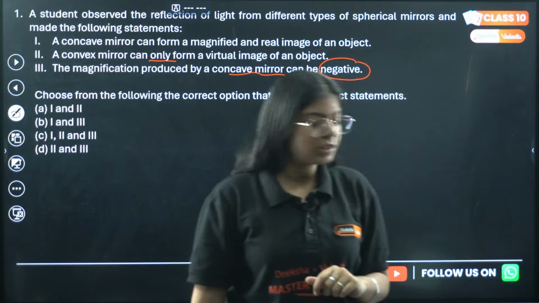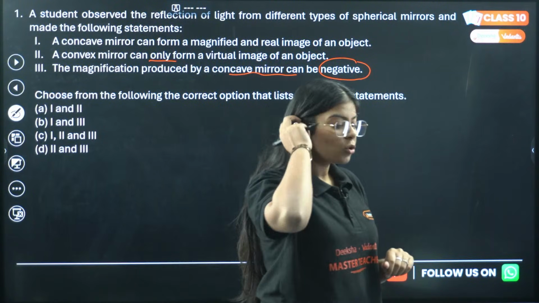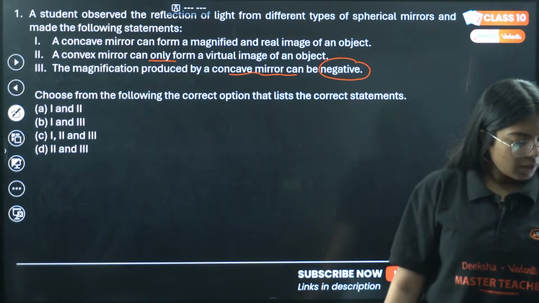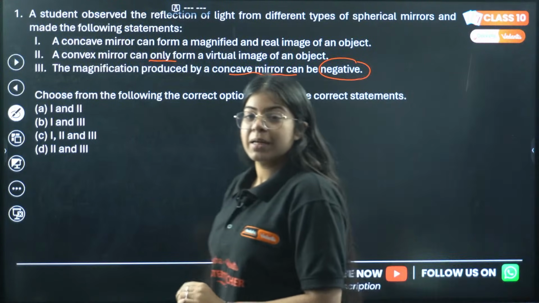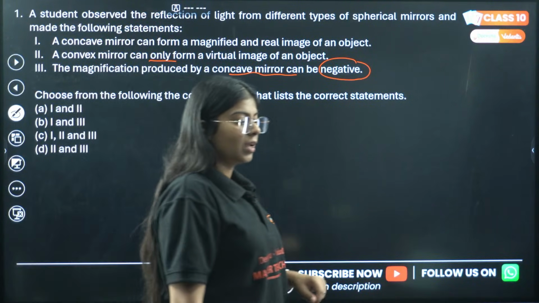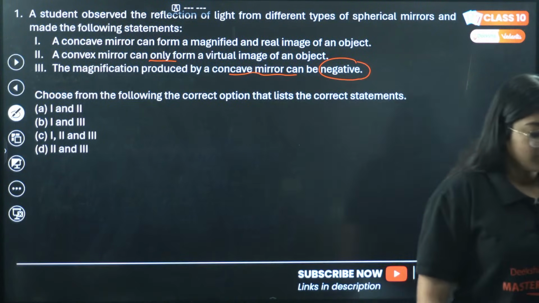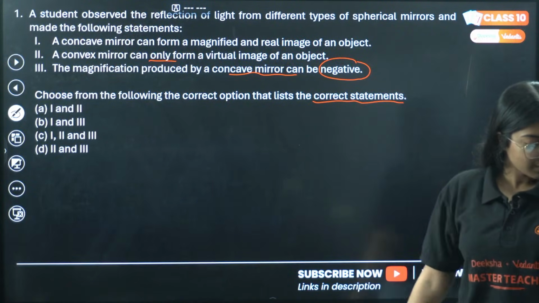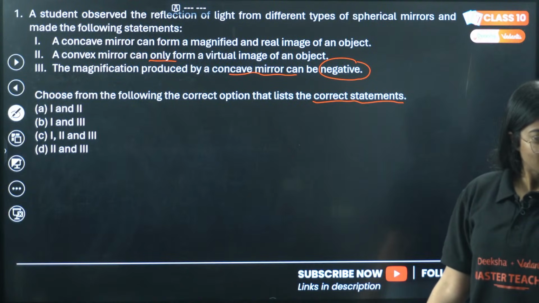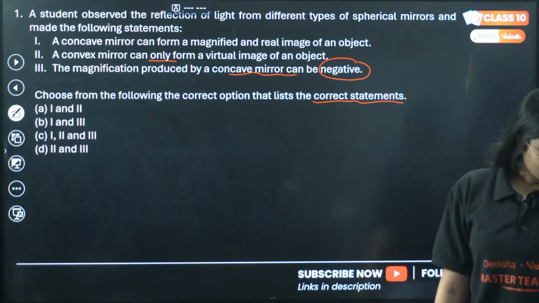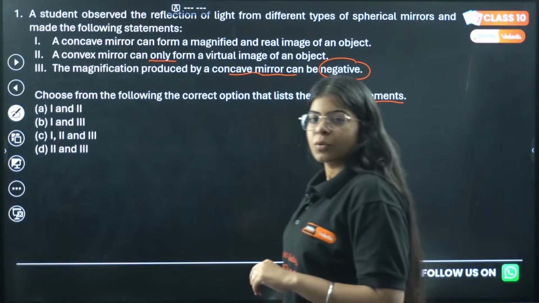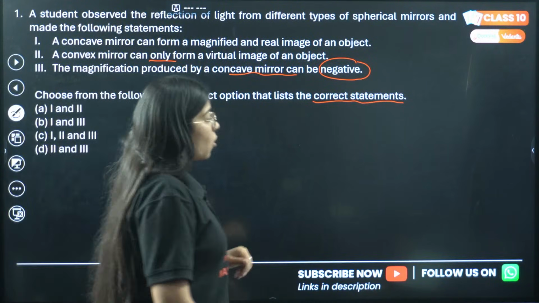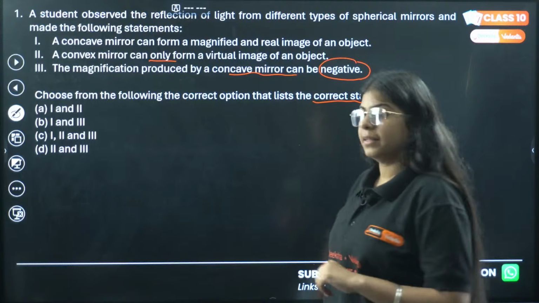Hi everyone, welcome to the live session. We are doing the 50 most important questions of physics class 10th today. Let me know if you are present. Let me know in the live chat and give me the answer to this question. Which of these statements is correct? Read it carefully. Which of the following statements is correct? First and second, first and third, all are correct, or just second and third?